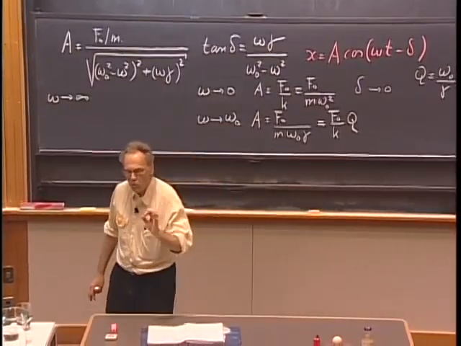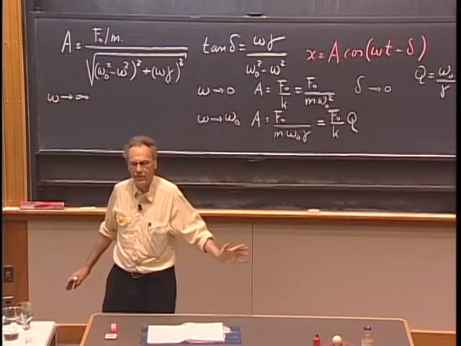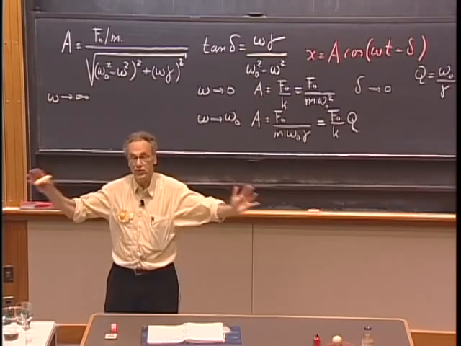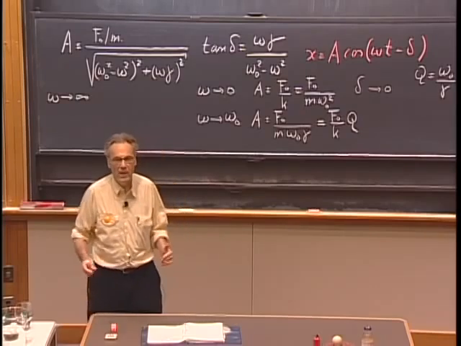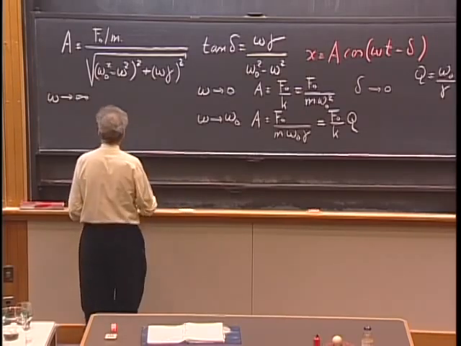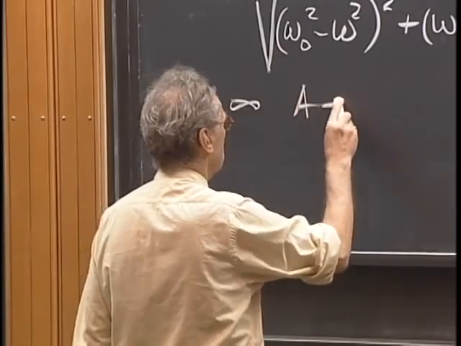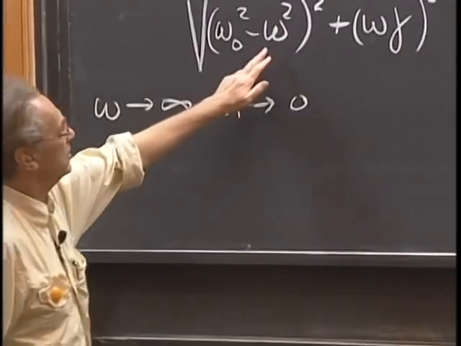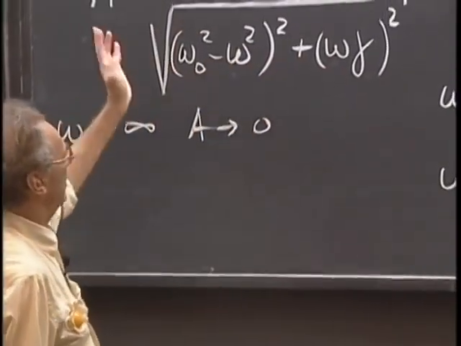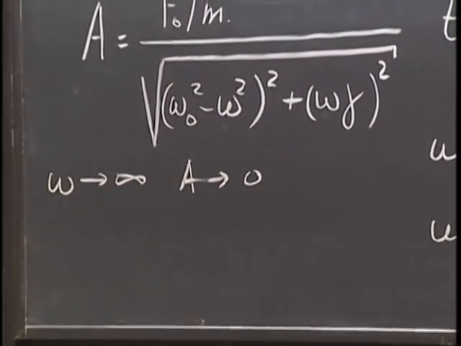And then, I will put that here, when omega goes to infinity, everything goes so fast that the object has no time to follow the driver. The object goes nuts because of this high frequency. It can't do anything. And so A would then go to 0. And let's check that. If omega goes to infinity, you see the downstairs here goes to infinity, so A goes indeed to 0. So you have no amplitude at all.